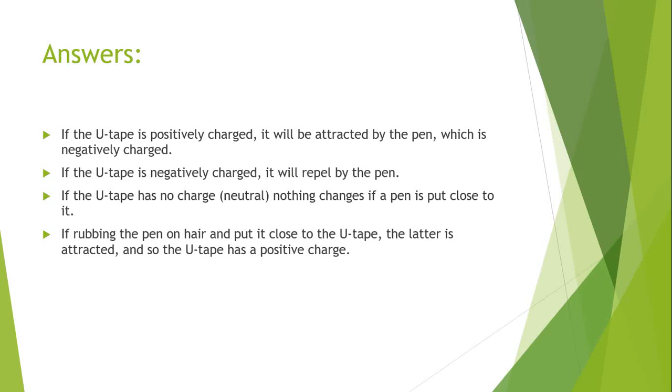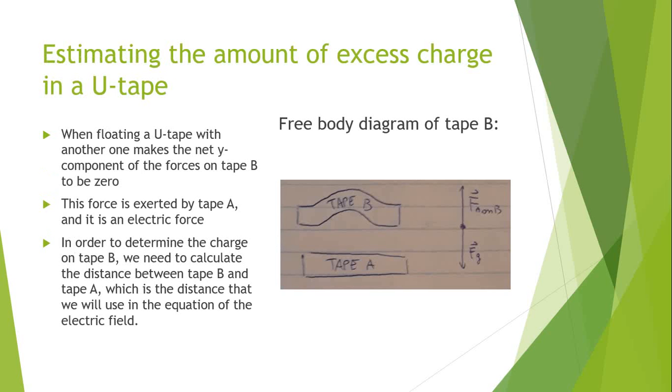So here are some of the answers. If the tape is positively charged, it will be attracted by the pen, which is negatively charged. While if the tape is negatively charged, it will repel with the pen. And if the tape has no charge, nothing's going to happen. If the pen is rubbed and pulled close to the tape and the tape is attracted, then the tape has a positive charge.